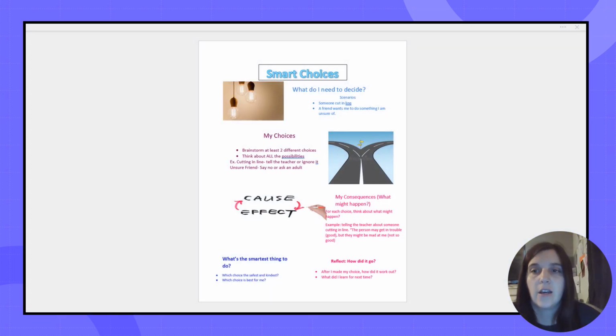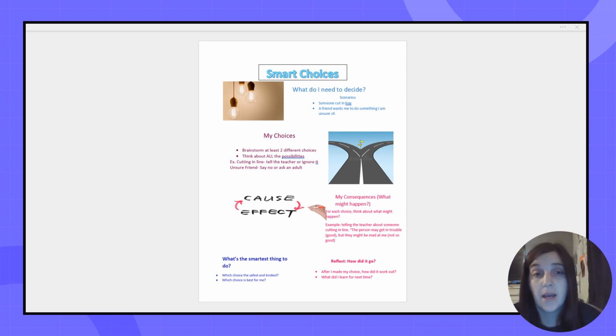So this is the anchor chart that I made. This is my SMART choices. It's what do I need to decide? So scenario. So if someone cut in line, or a friend wants me to do something that I'm just unsure about, what would you do?